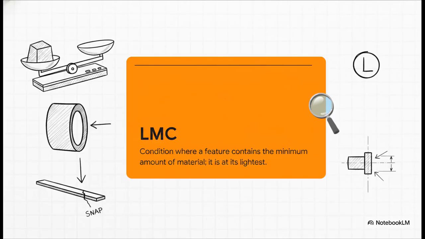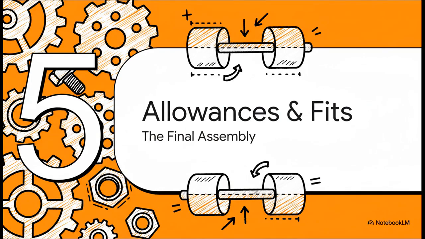And of course, the inverse of this is the least material condition, or LMC, represented by an L inside a circle. This is when the part is at its absolute lightest, the lower limit for a shaft and the upper limit for a hole. Now, why do engineers care about a part being at its lightest? Because they use LMC to ensure a part maintains a safe minimum wall thickness. They have to guarantee that even at its thinnest allowed limit, the part retains enough structural strength so it doesn't just snap under pressure.